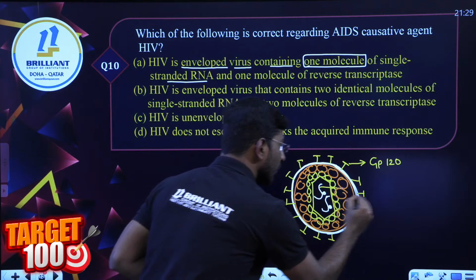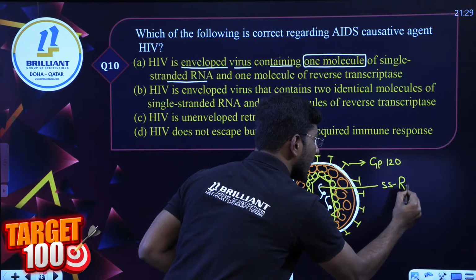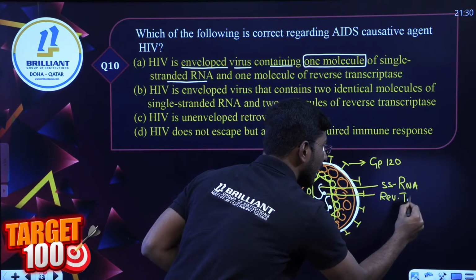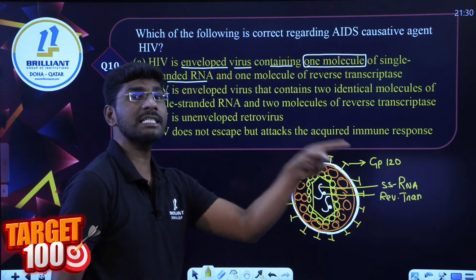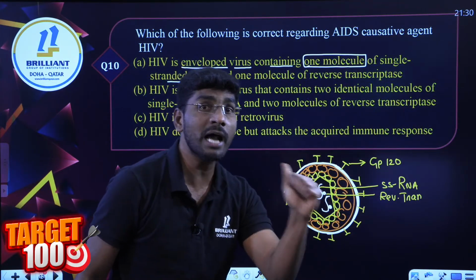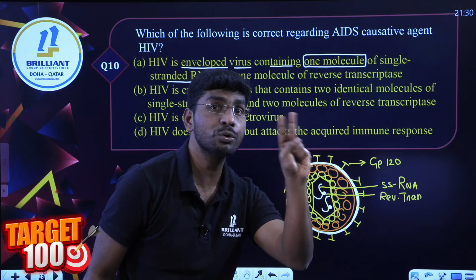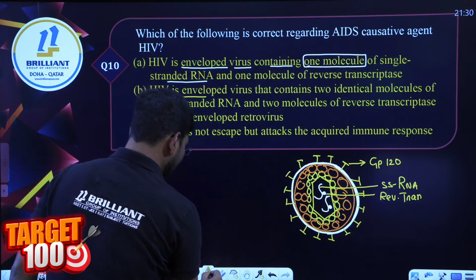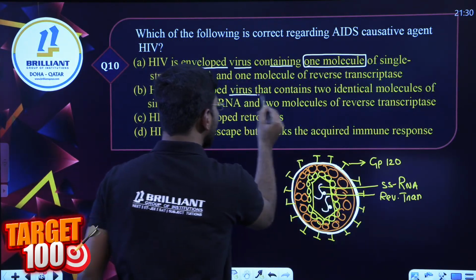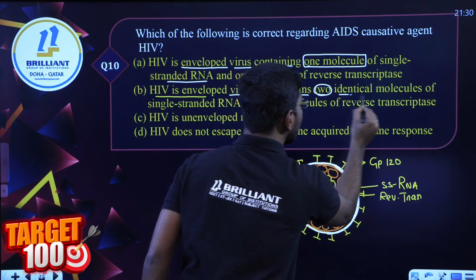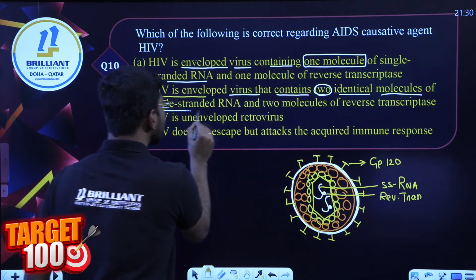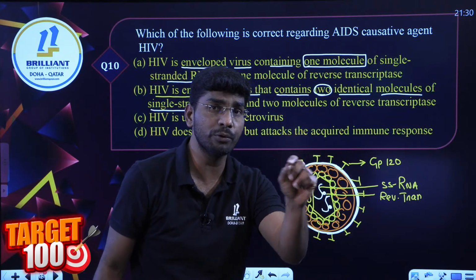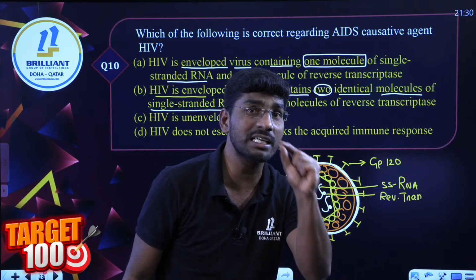And what about these 2 white color ones? ssRNA, single stranded RNA. What about this one? Reverse transcriptase enzyme. How many reverse transcriptase enzymes? 2 molecules. How many single strand RNA molecules? 2. So the right answer I can tell, HIV is an enveloped virus that contains 2 identical molecules of single stranded RNA.